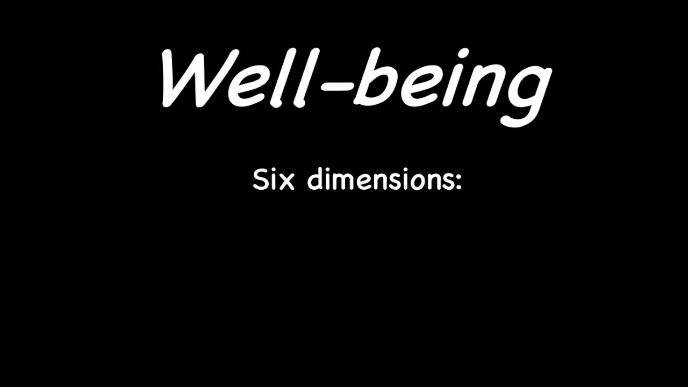There are 6 dimensions of well-being. Material well-being means having those things that you will need for basic life, such as clothing or shelter. Bodily well-being refers to being healthy. For this, medical assistance is needed. The third one is social well-being, and you need to be part of a community.